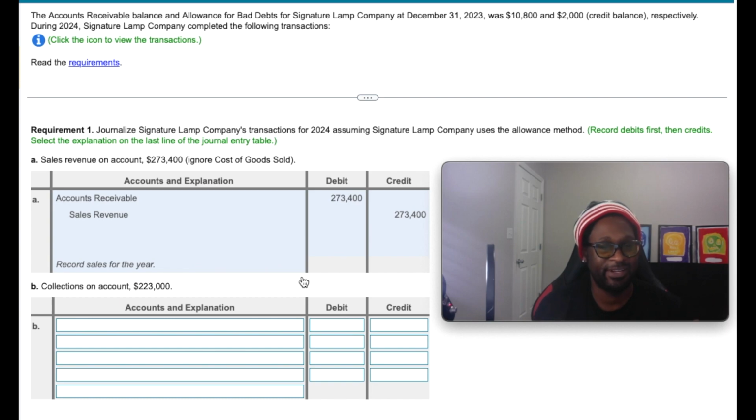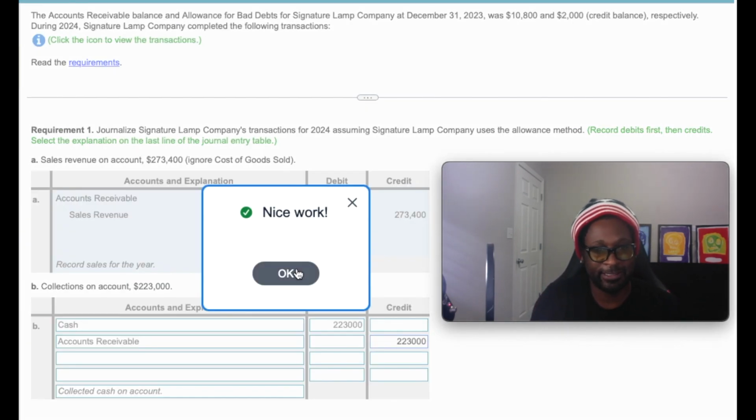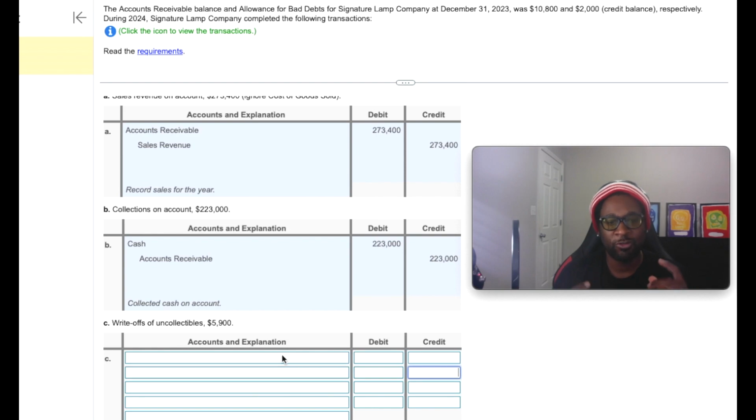This is basic financial accounting, gang. We're going to debit cash and credit accounts receivable for the $223,000. We're going to check the answer. Nice work, gang. Next, we're going to record the write-off for uncollectibles for $5,900.